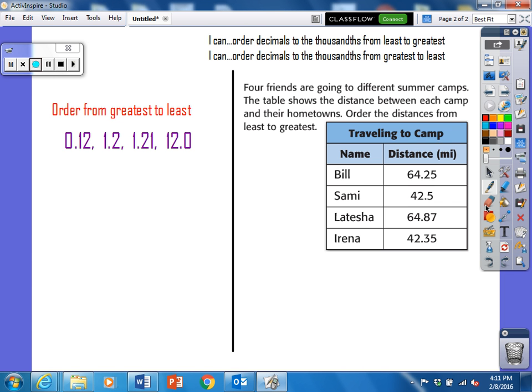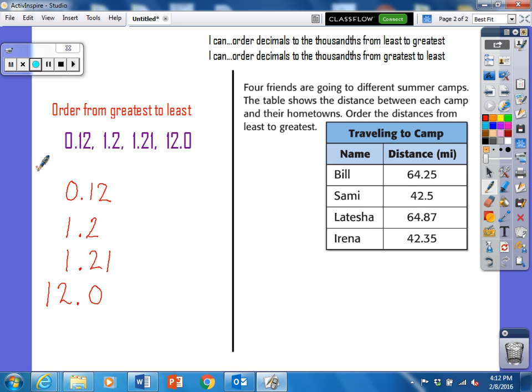The first step is we need to take our numbers and line up all their decimals and write them one on top of the other. So here is my list of numbers. So we have 0 and 12 hundredths, 1 and 2 tenths, 1 and 21 hundredths, and 12. Okay.